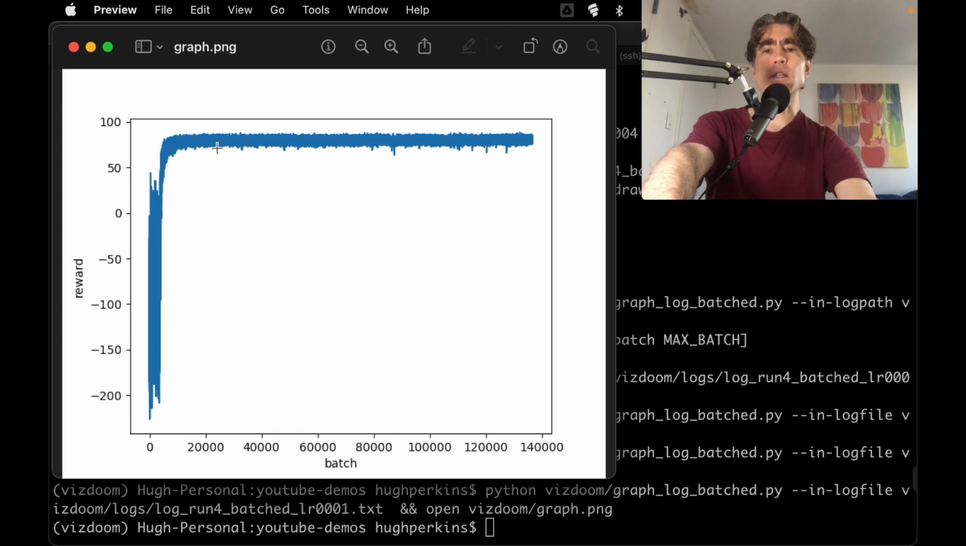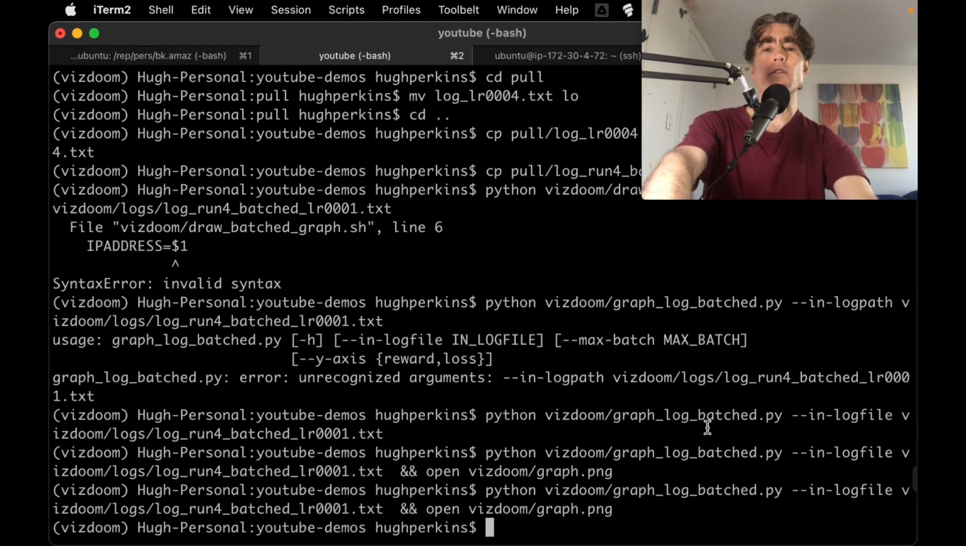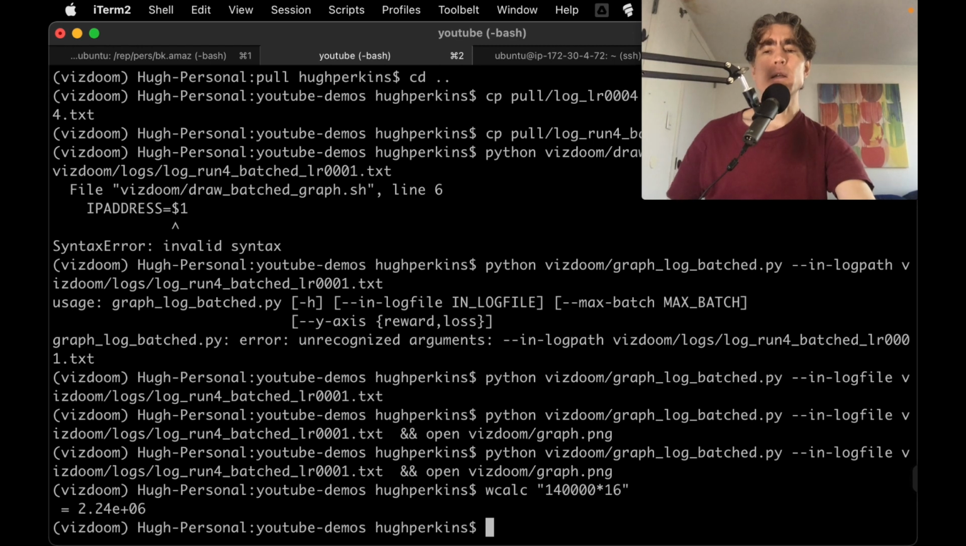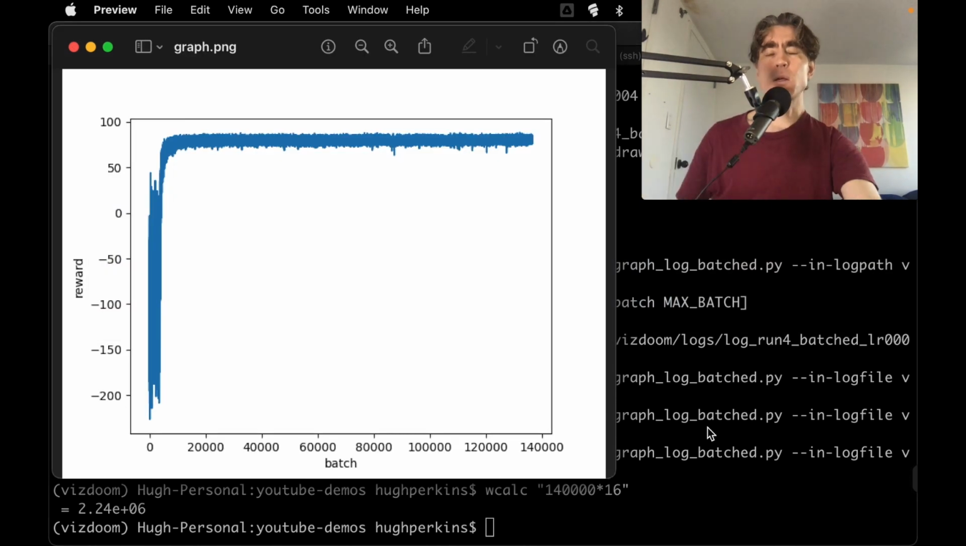So that's clearly learning, and it's very stable. 140,000 batches is 2 million episodes, and it's rock solid stable. No issue at all. All right. So using the gradient accumulation has basically stabilized the learning significantly. I mean, it just doesn't have any issues.